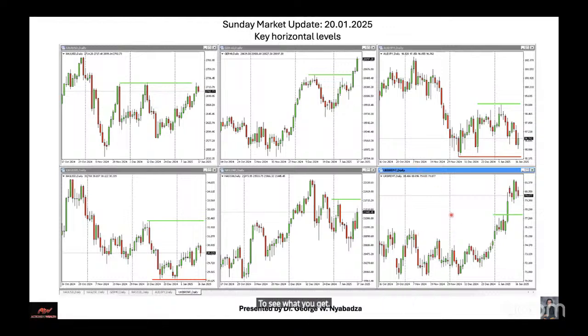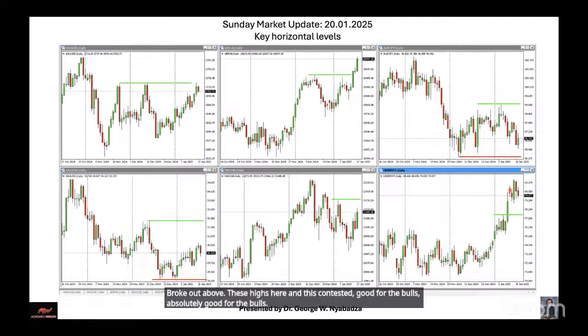Brent crude, we broke out above these highs here, and this got tested. Good for the bulls, absolutely good for the bulls. Gap up at the beginning of last week, and we thought the buyers of oil with the higher prices would just carry it on up. But they didn't. With a breakout pullback, big outside candle, they failed to trigger that. And now we are in a trading range. Last week was just a beautiful trading range, but this breakout was beautiful.